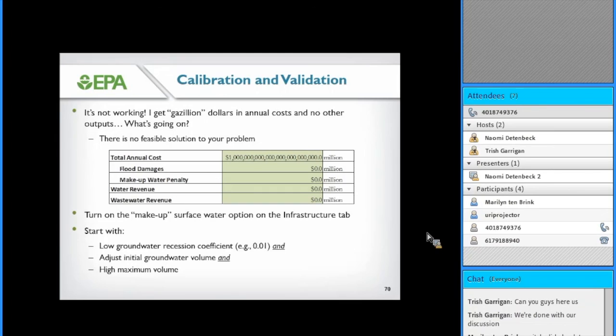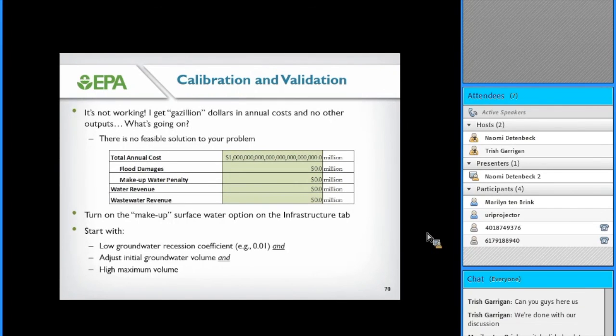Any question on validation? We have one question here. I don't understand what makeup water penalty represents. Could you say that again? Were you able to hear that question? Yes. Okay, great. So the question was, can you please clarify what makeup water penalty is? Is that the question? Yes, correct.